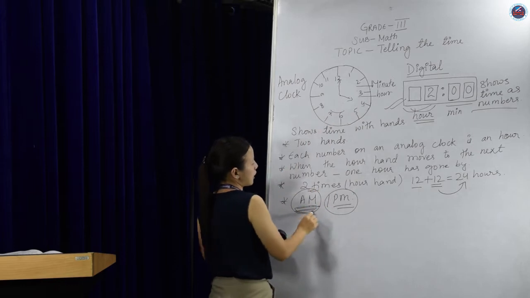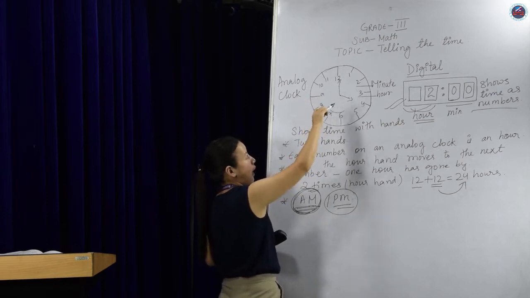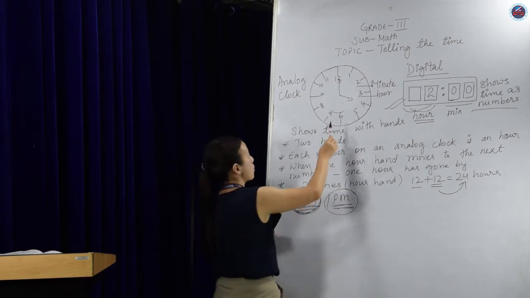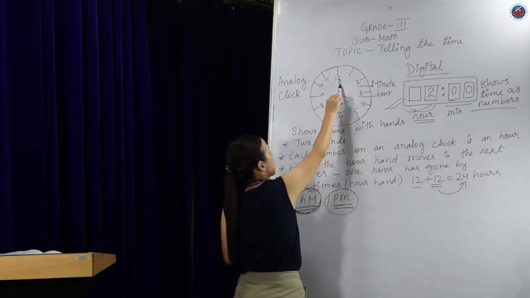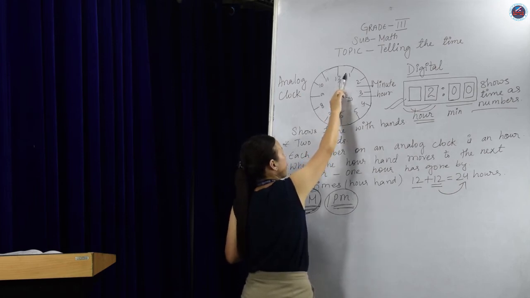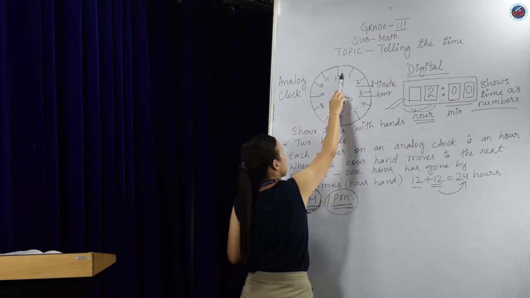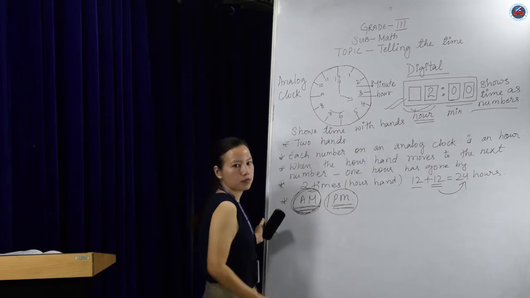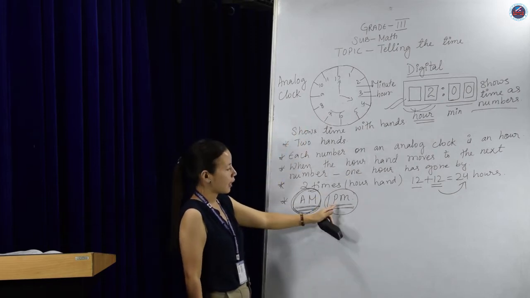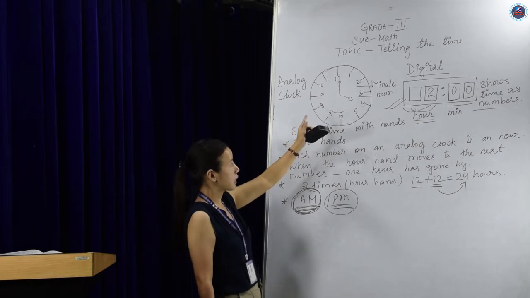We use AM for the time in the morning, that is between midnight and midday. And we use PM for the time in the afternoon, that is between midday and midnight. When the hour hand moves from 12 at midnight, goes 1 round and back to 12, that is AM. When it goes one round from noon till midnight, that becomes PM. PM, post meridiem, is for the time between noon and midnight.